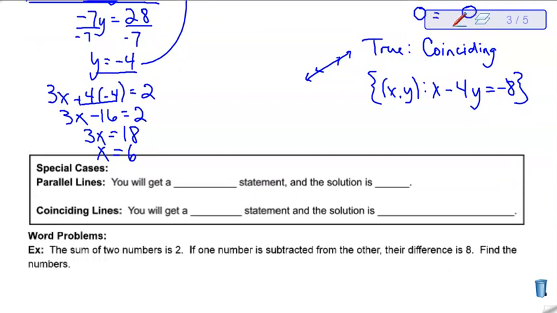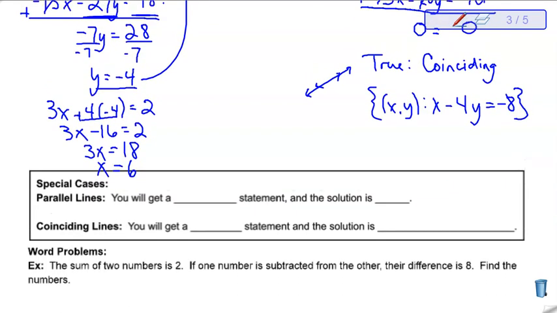Okay? So here, what happens if we have coinciding lines? You get a true statement in which we write all xy such that ax plus by equals c. Or, I'm okay with you even just doing the mx plus b form. As long as you just have one of those equations, you should be fine.